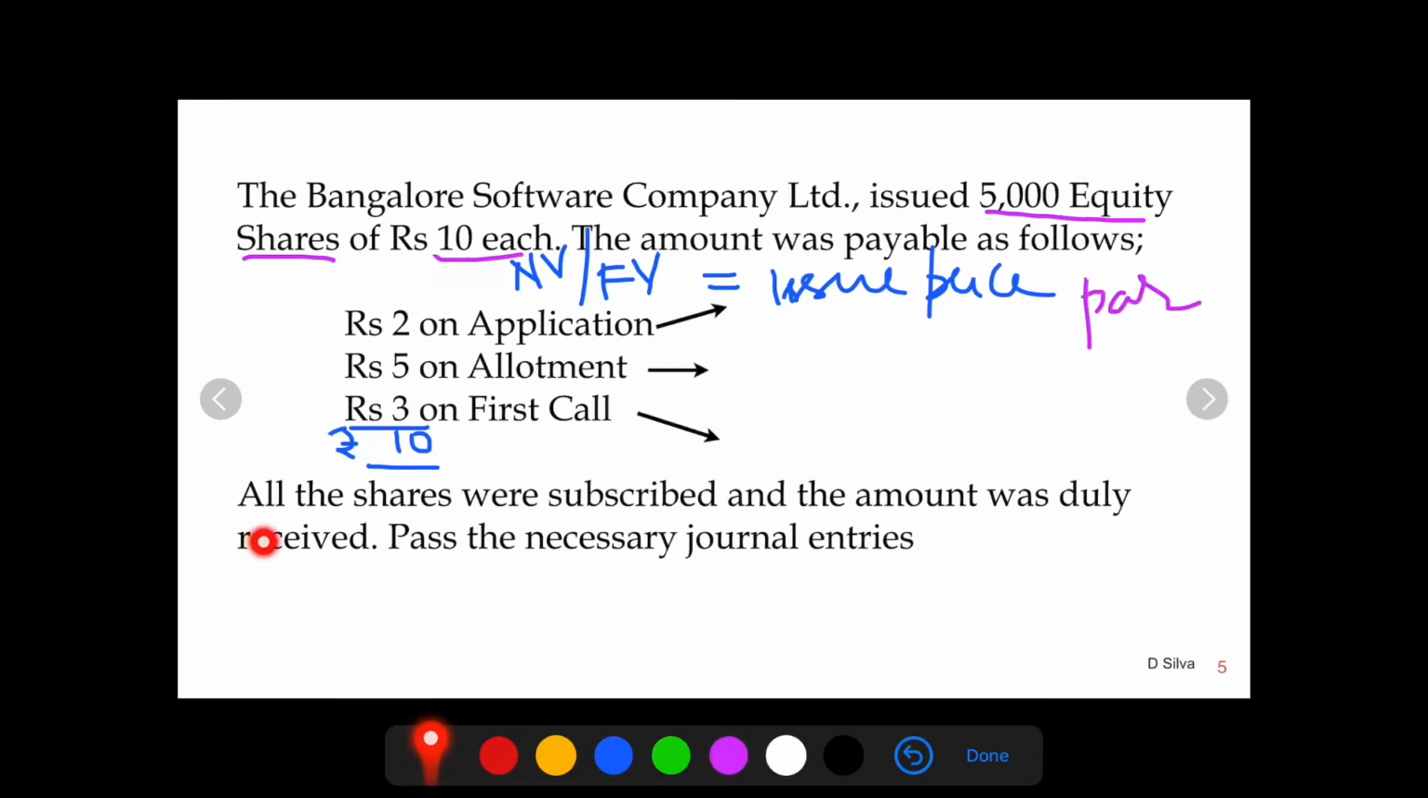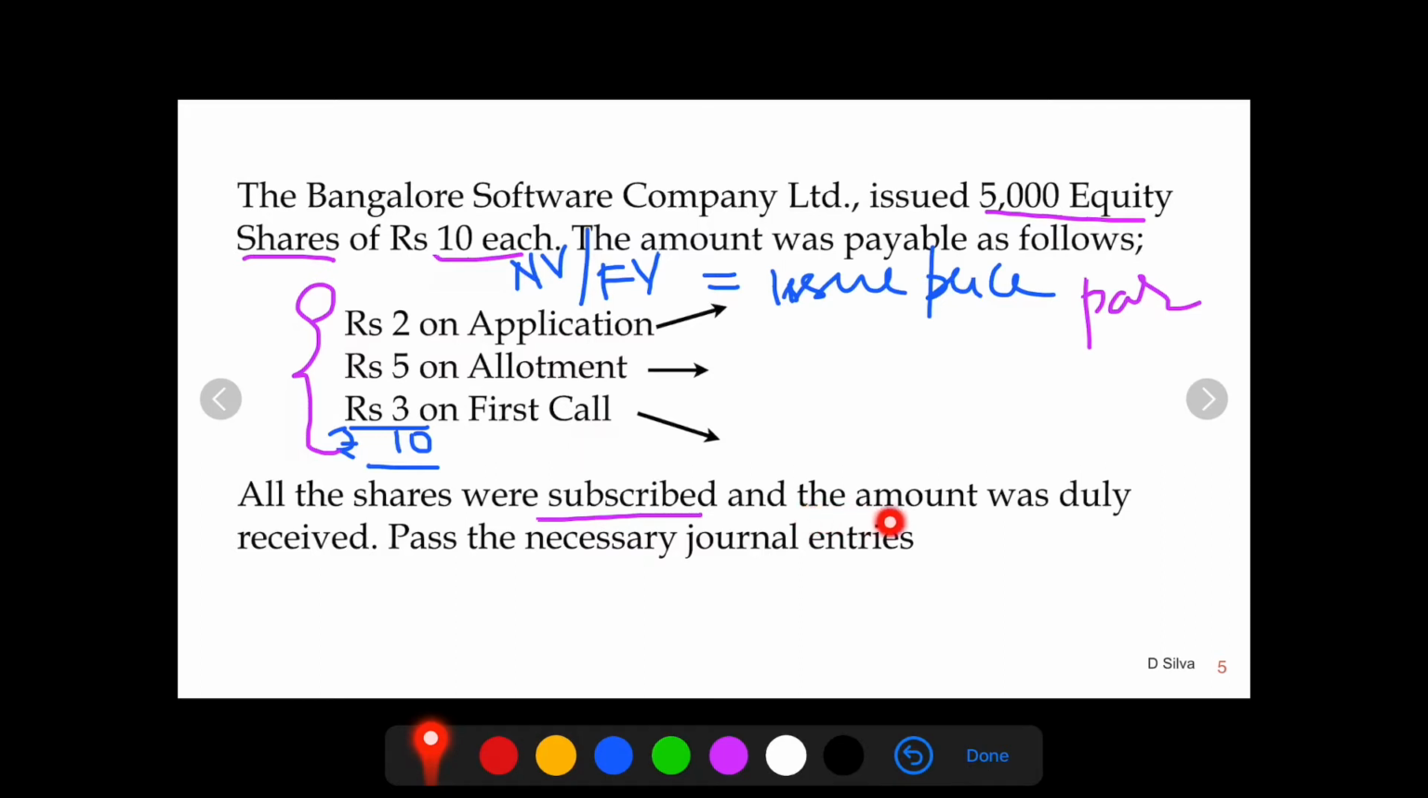Let's look into the next part of the question. All the shares were subscribed and the amount was duly received. All the shares were subscribed. That means the shares have been subscribed on application, allotment, and first and final call.